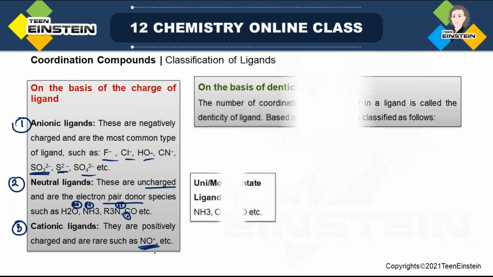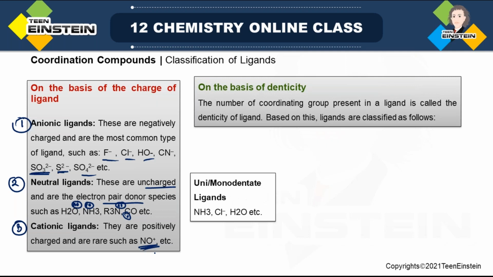Fine. Next, on the basis of denticity. What is denticity? Denticity is through how many atoms it is connecting with the metal. The number of coordinating groups present in a ligand, that is the denticity. Until now, in all the examples that you have seen, it is mostly monodentate, but that is not the limitation. There are other examples also. These are unidentate or monodentate. From the term you can understand only one donating atom is there: nitrogen, Cl and oxygen.